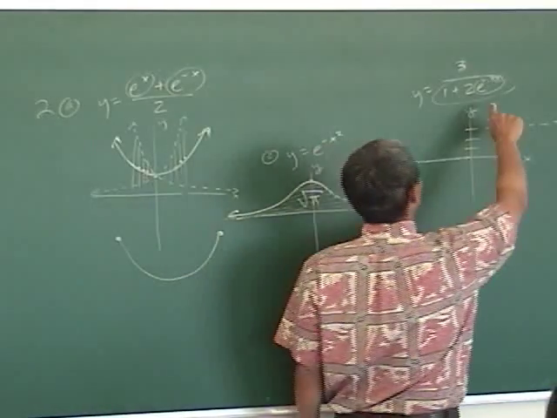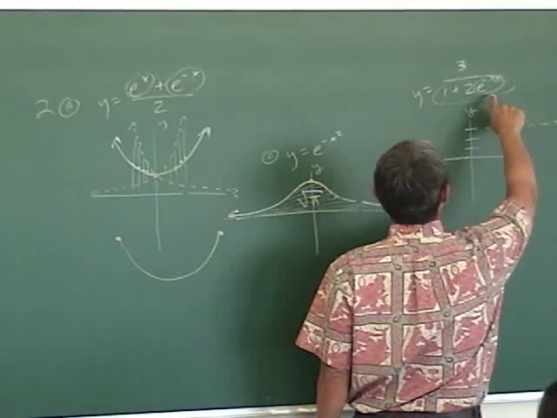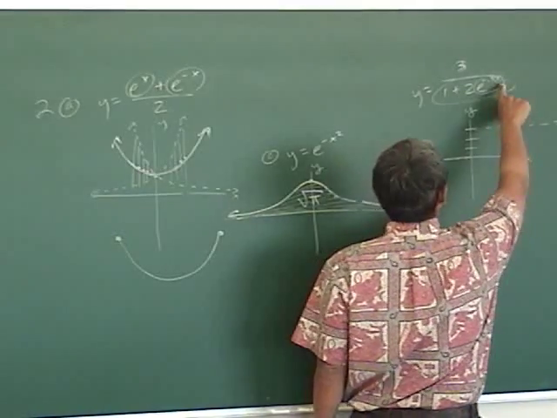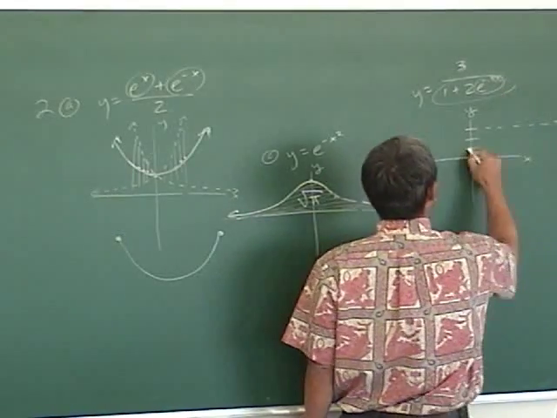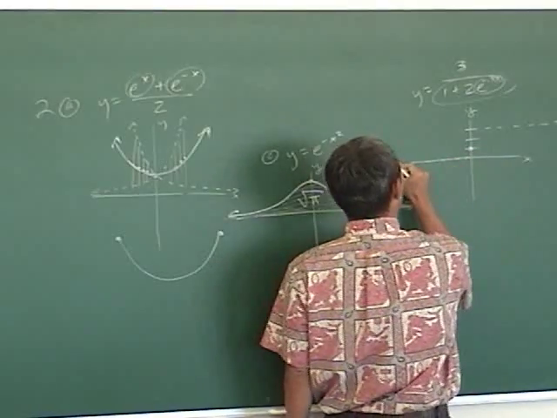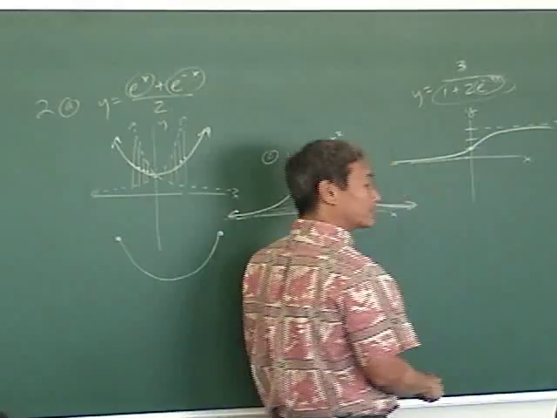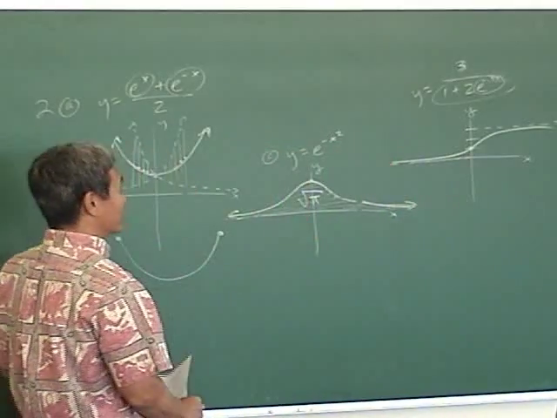And you can see over here, what's the y-intercept? If I plug in 0 for x, you get 1. Okay, so this is what happens. The graph goes like this. This is called logistic growth.